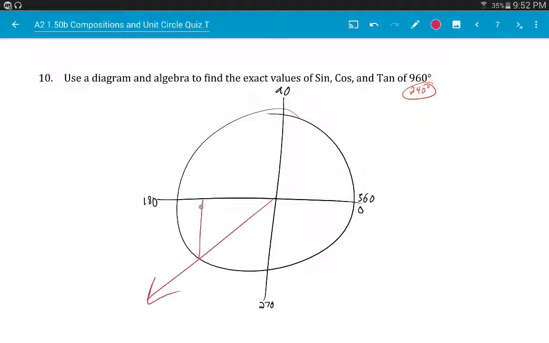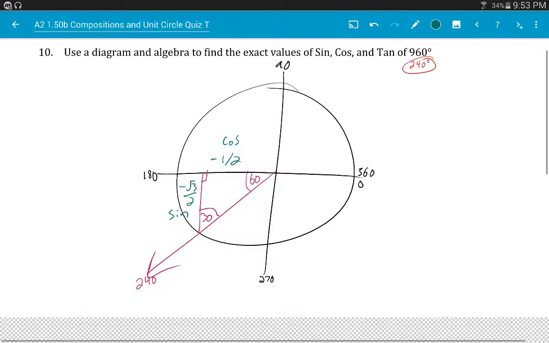Create the triangle to the x-axis. This is 240, so between 180 and 240 is going to be 60 degrees. That means this must be 30. Opposite a 60-degree angle is radical 3 over 2. Opposite a 30-degree angle is 1/2. Because these are both negative, left and down is also negative, so these are both negative. This is cosine and this is sine.